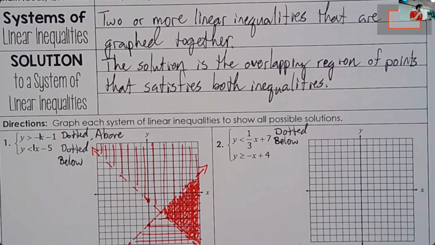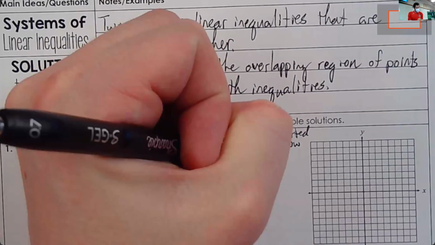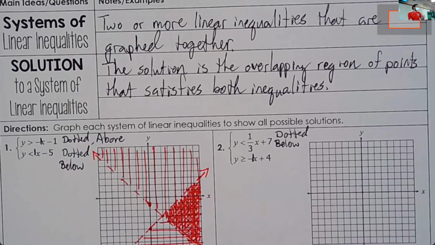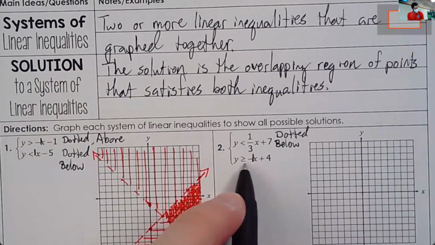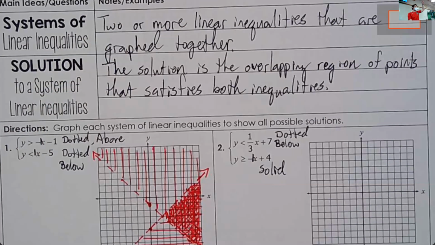Now we have to make the same two decisions for that next line as well. The y is greater than or equal to negative x plus 4. I'm going to put a 1 in front of that x, so negative 1x plus 4. Is this one going to be 1 for solid, 2 for dotted? Solid. Good. So solid line because we have the line underneath the inequality. And then greater than, above or below? Above. Good.